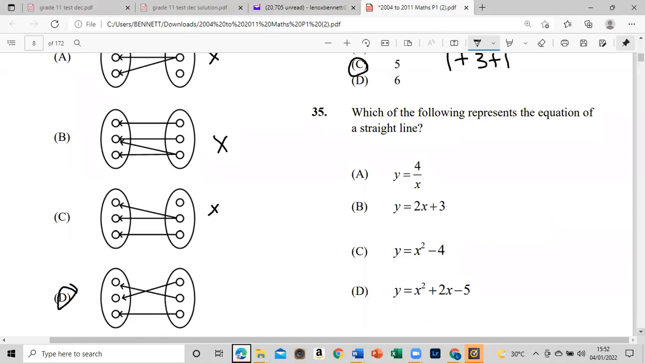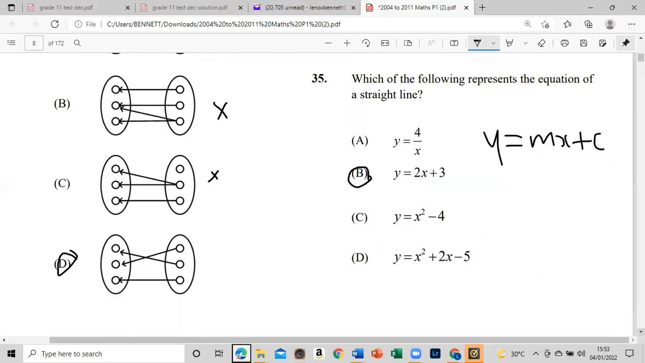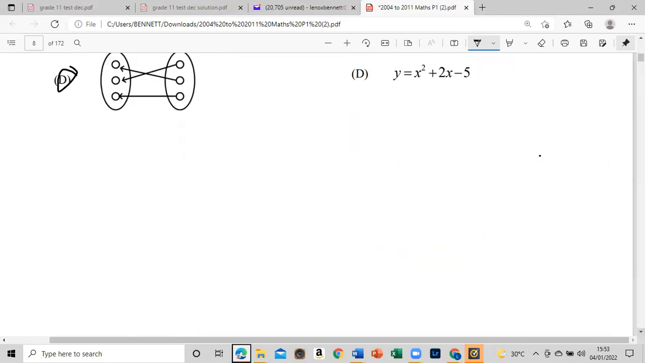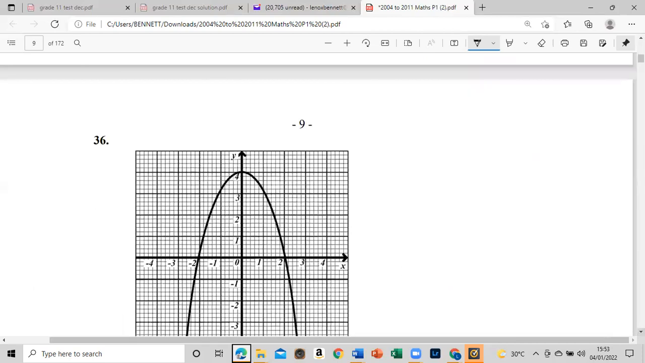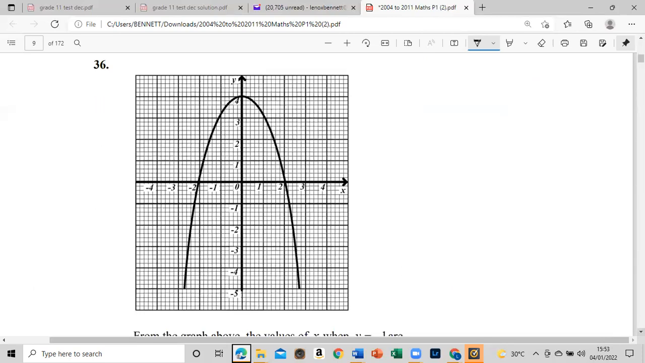Which of the following represents the equation of a straight line? Every straight line is in the form y equals mx plus c. So that is B. Alright, so let's move on from 35. Going on fine, we going on fine. Alright, so 36 now, some graphs.